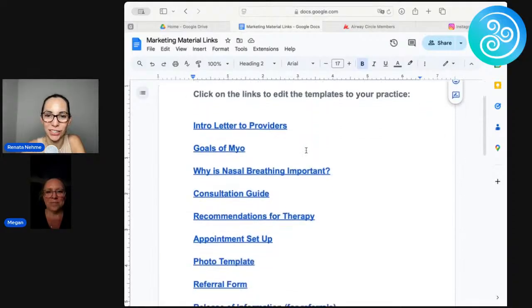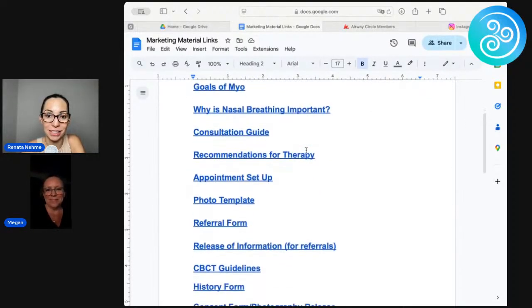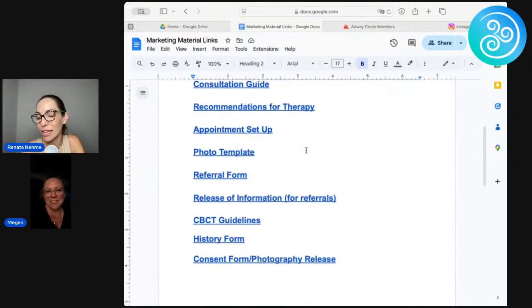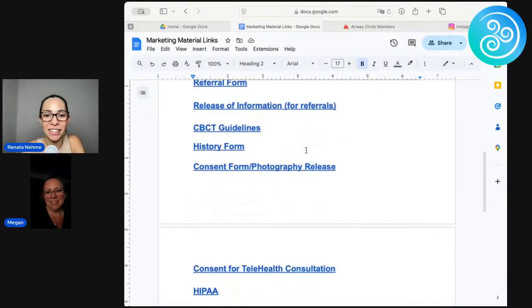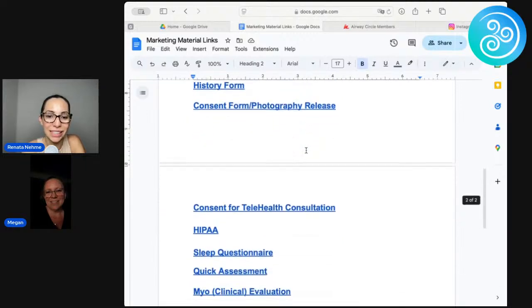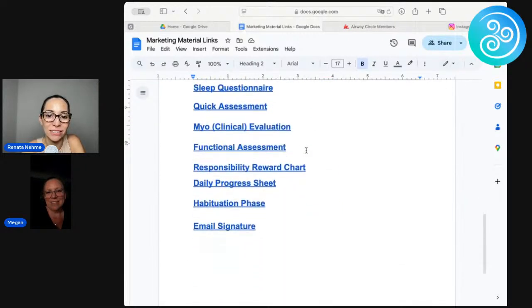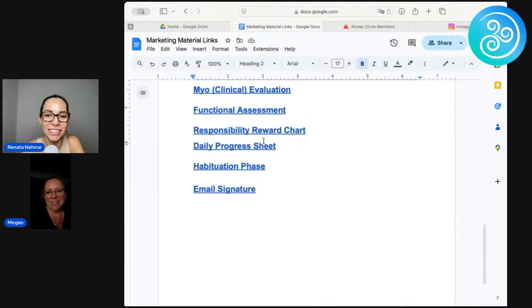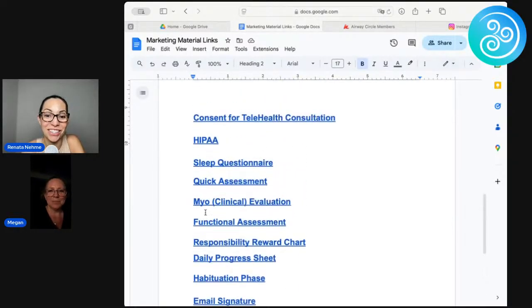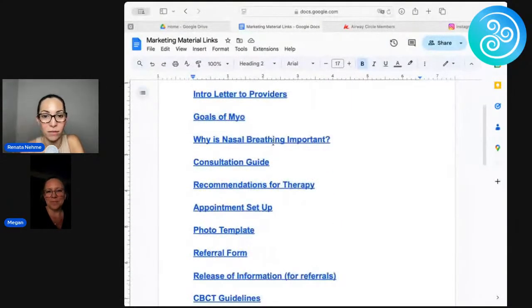Marketing materials. So this is a link to templates for everything that we offer. And you guys are going to be able to simply click on this and make it your own. So all of this is already done for you. All of this, even email signature, everything, your evaluation, all of these forms are done for you.